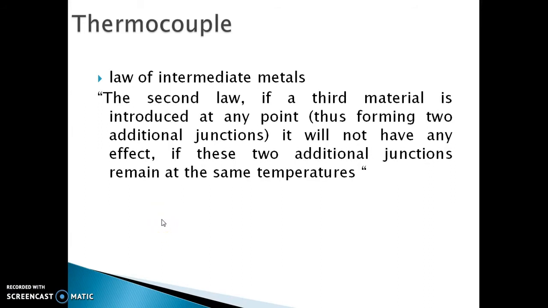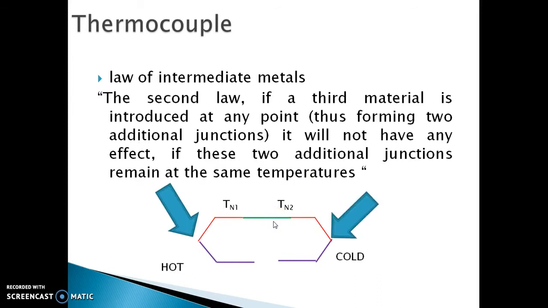The second law, the law of intermediate metals, is stated as: if a third material is introduced at any point, it will not have any effect on the junction temperature. That means if we have these two metal wires connected with a third one shown in green, and we still have the hot junction and the cold junction, then the voltage generated would be the same EMF as that of the two different metals. This law makes it possible to insert a new measuring device without forming a new thermocouple with the existing one.